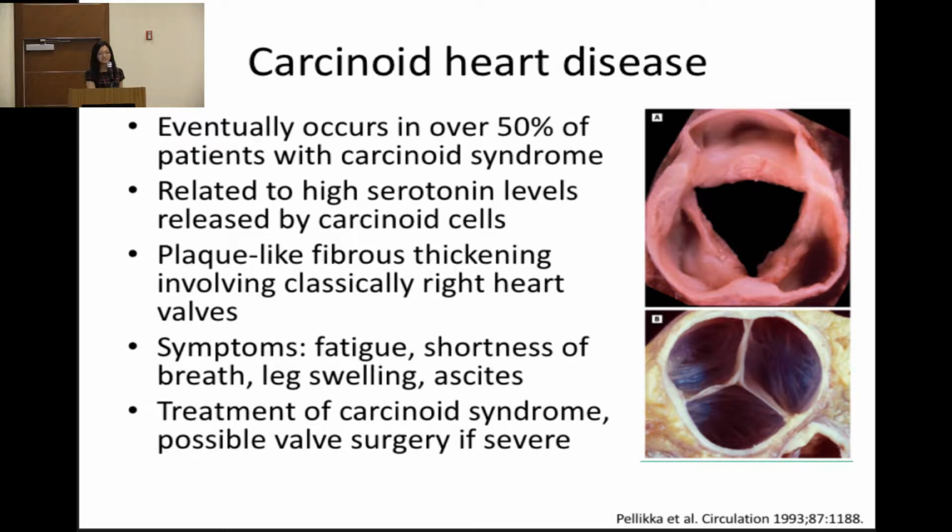So one slide on carcinoid heart disease. It's thought to occur in about 50% of patients eventually, in those with the carcinoid syndrome. And the pathogenesis relates to the serotonin in the blood. And this causes plaque-like fibrous material on the heart valves, well, also other parts of the heart, but classically involves the right heart valves. So symptoms early on may include fatigue, but later on, as it progresses, you can get symptoms of right heart failure: leg swelling, ascites, shortness of breath. And treatment for it is really treating the carcinoid syndrome. But if it gets severe, then valve surgery could be considered.